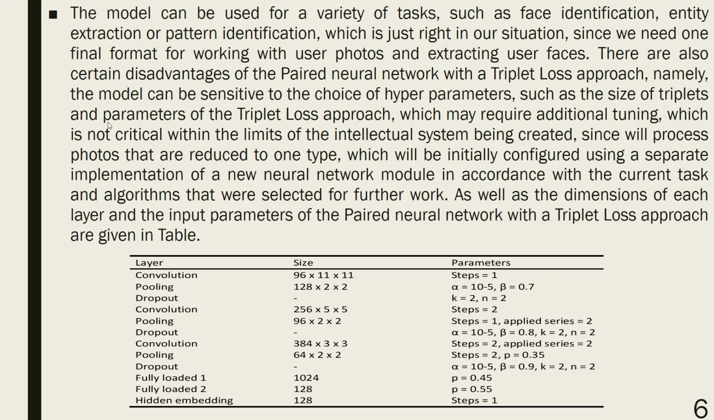Namely, the model can be sensitive to the choice of hyperparameters such as the size of triplets and parameters of the triplet loss approach, as well as the dimensions of each layer, and the input parameters of the paired neural network with a triplet loss approach are given in the table which you can see below.